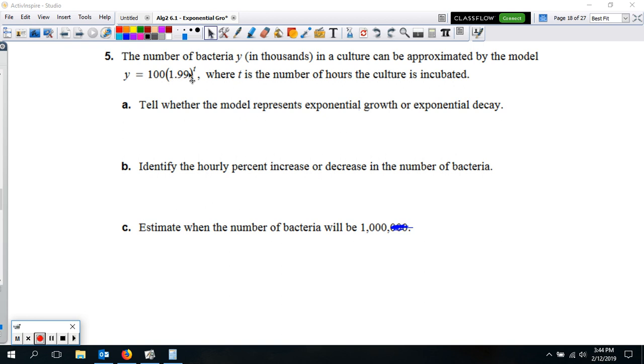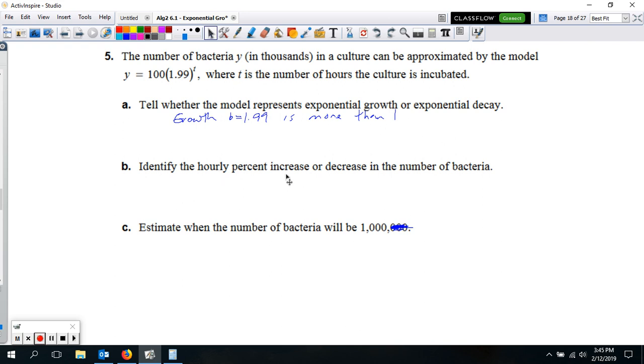Just by looking at this, we want to look at what's inside the parentheses here and see, is that more than 1 or less than 1? You can see this one is more than 1, so that will be growth. It is growth, and the reason is because the base, 1.99, is more than 1. That's why it's growth. If it was less than 1, it would be decay. If it was 0.99, it would be decay.